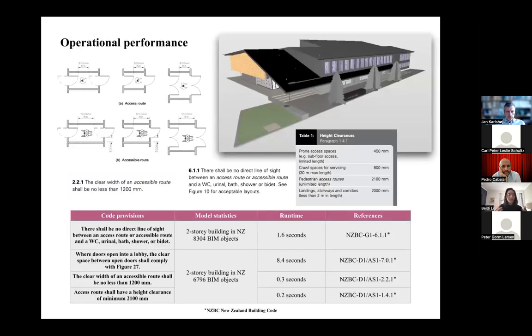When we evaluate the performance of ASP for BIM on a number of code provisions from New Zealand that talk about privacy and accessibility, we get very fast run times that range from 0.2 seconds to 8.4 seconds on this two-story building with more than 8,000 objects.